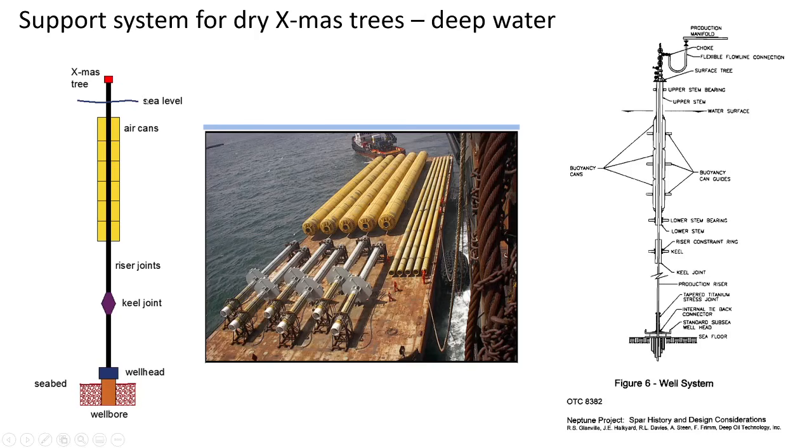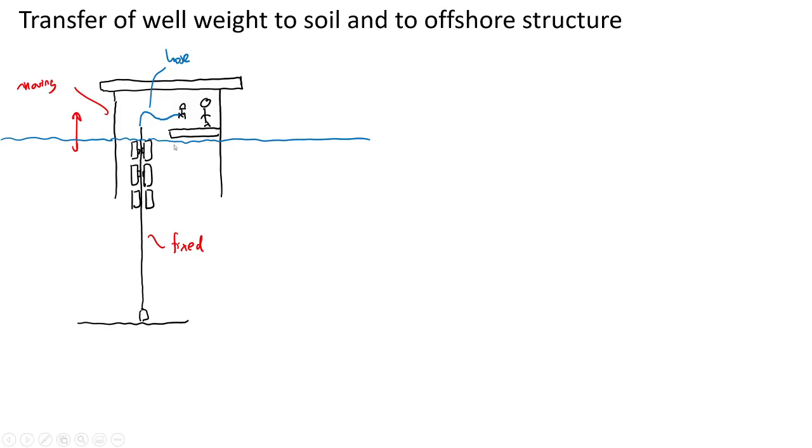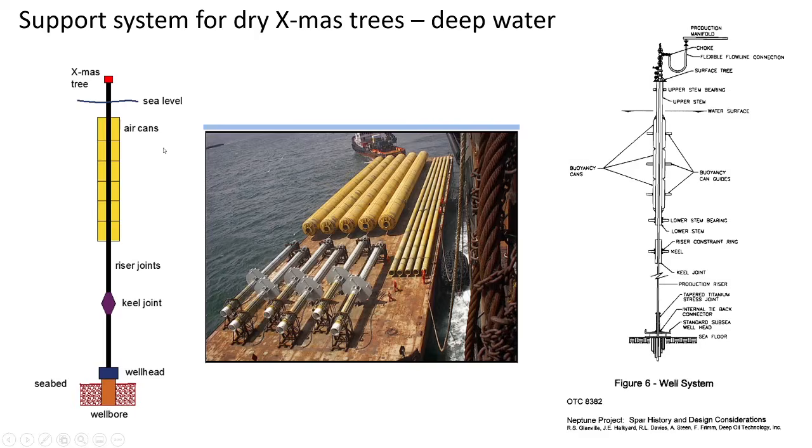So you have the air cans, okay, you have the Christmas tree, and then you have the subsea wellhead. Again, this is how the cans look like. Okay, but this indicates that your offshore structure needs to house all of these cans, which, if you're going to have dry Christmas trees, affects the size and also the cost of the structure if you need a lot of wells.